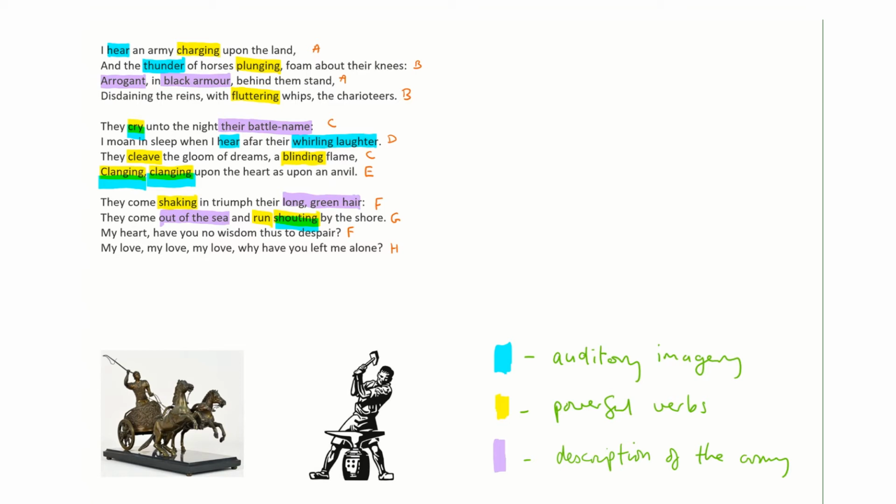In the third line of that second stanza, Joyce continues to create the impression that the army is a quite terrifying, overwhelming force for the speaker of the poem. "They cleave the gloom of dreams, a blinding flame, clanging upon the heart as upon an anvil." So what does the army do? Well, they cleave the gloom of dreams. To cleave is to cut. And so they somehow are able to cut through the gloom of the speaker's dreams.